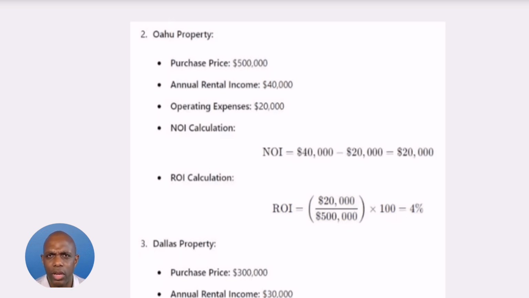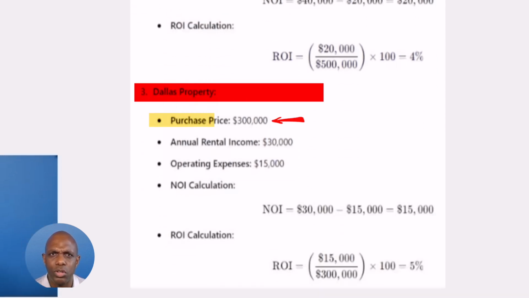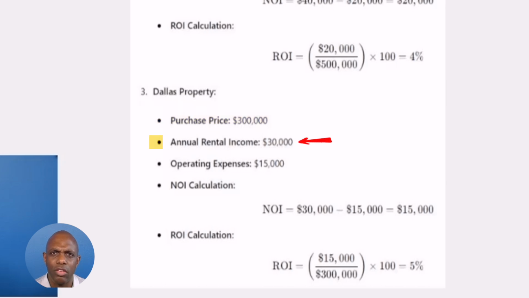Another example I have here is for Dallas. A property purchased for $300K generates an annual rental income of $30,000. Operating expenses are $15,000, resulting in an NOI of $15,000 and an ROI of 5%. Factoring in potential appreciation and mortgage paydown, the long-term ROI can be much higher, making it a lucrative investment.